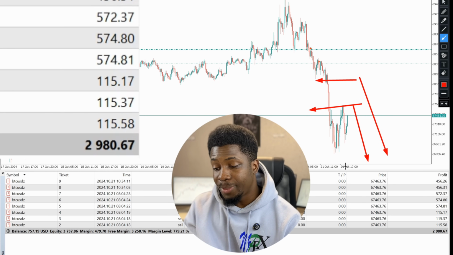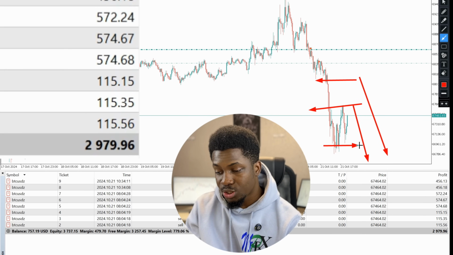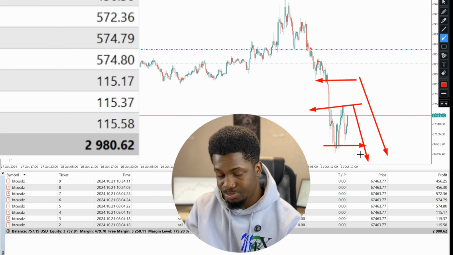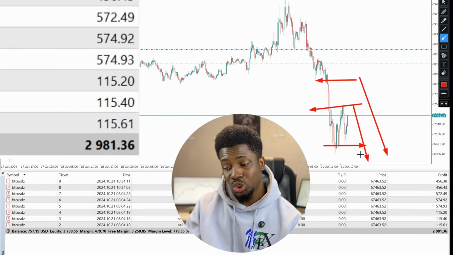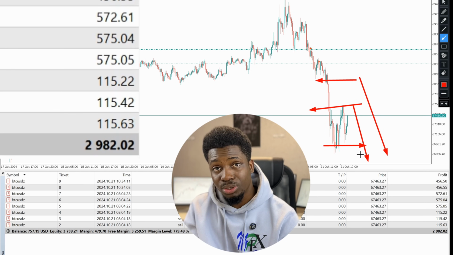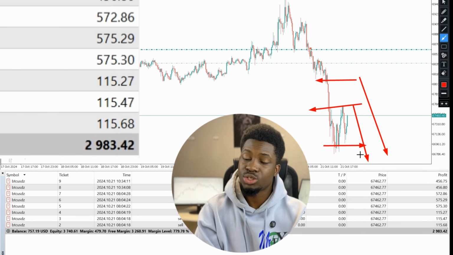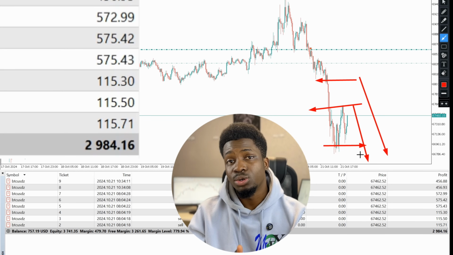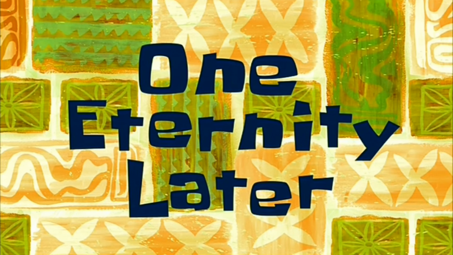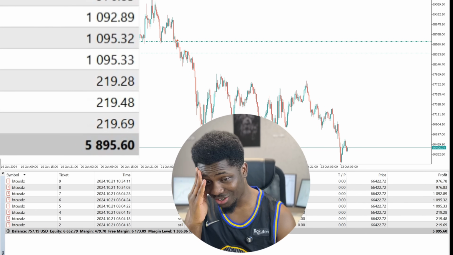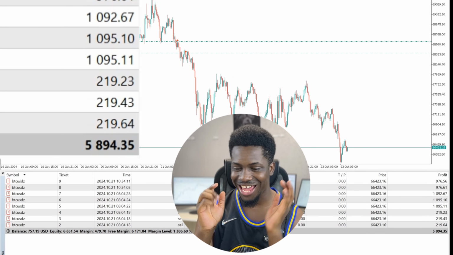But what we're actually expecting is for it to break this level, drop down, and break below this level. Immediately after doing that, we should expect a huge spike towards the bottom, just smoothly like that. So guys, we'll just wait now. We'll be back tomorrow and see how this percentage stop goes. One eternity later.